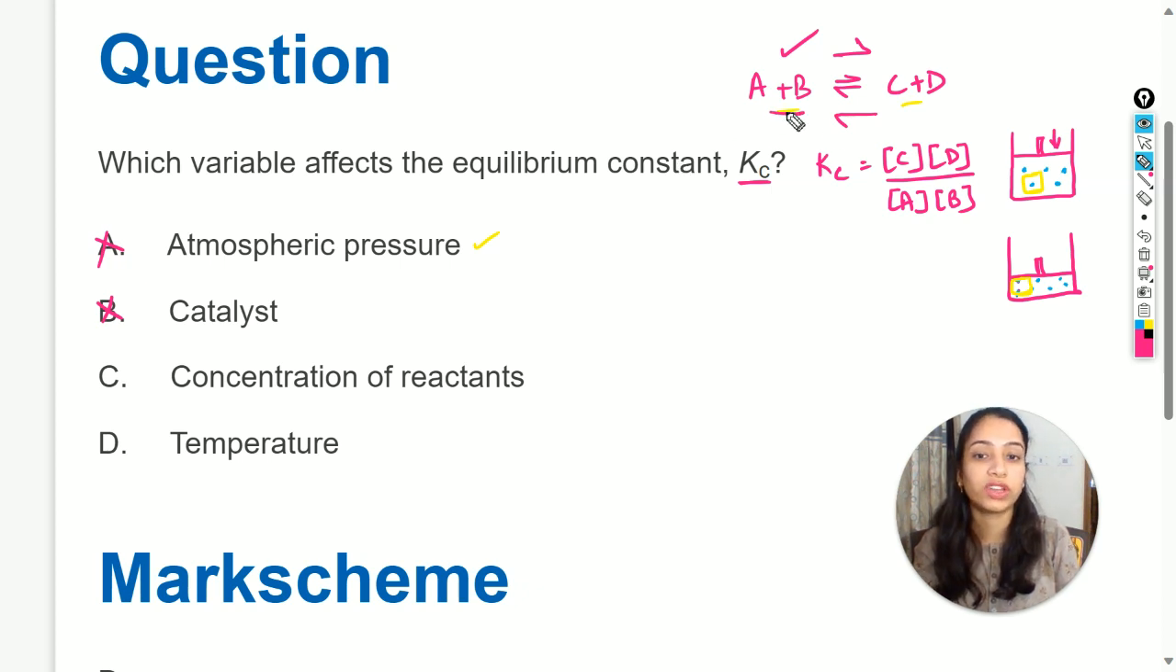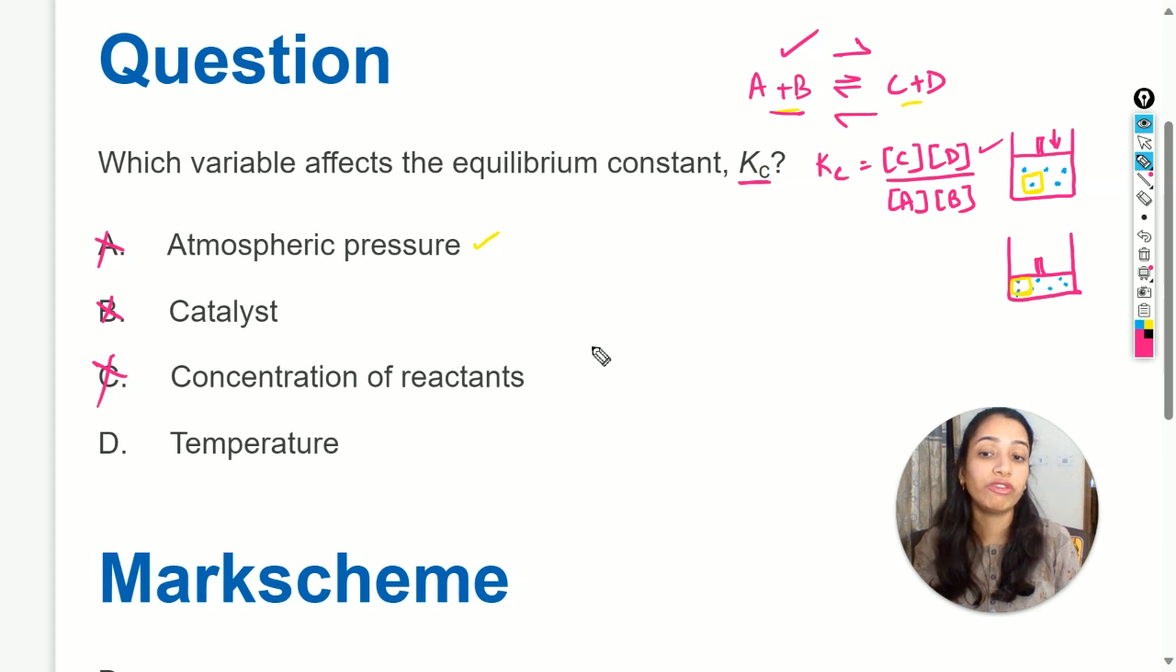means the concentration of reactants will increase, which means that the concentration of the reactants remains same. And if the concentration of the reactants remains same, the concentration of the products will also remain same. Means this whole ratio remains same, the value of the equilibrium constant will also remain same. So this variable will also not affect the equilibrium constant value.